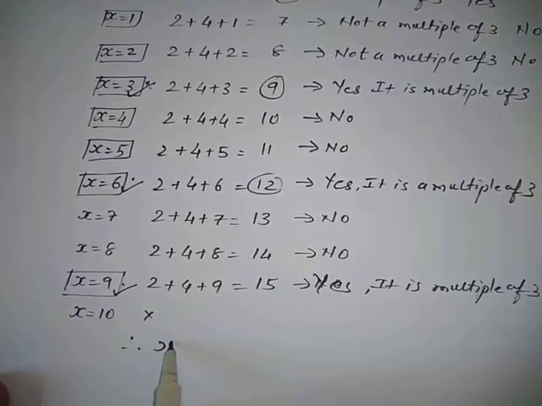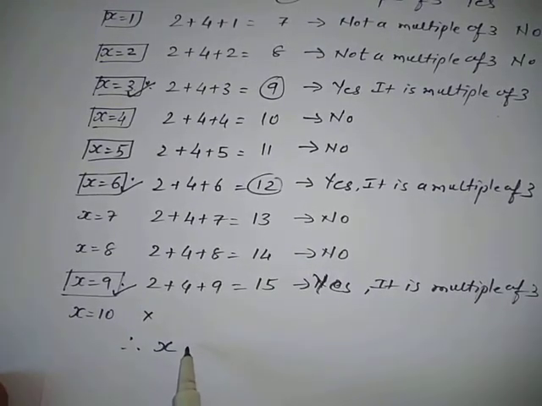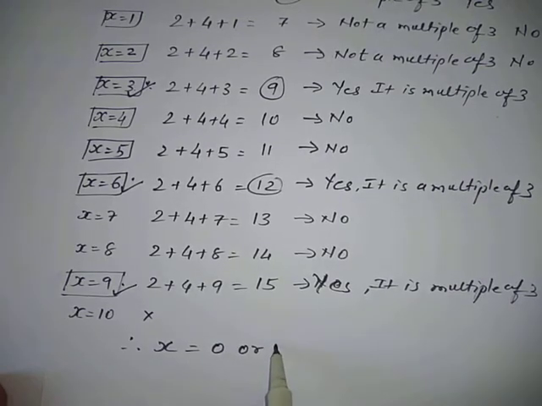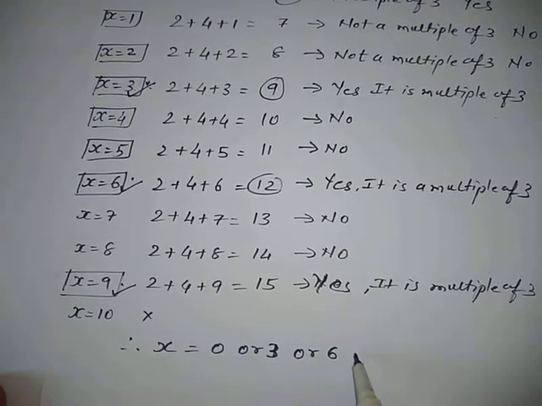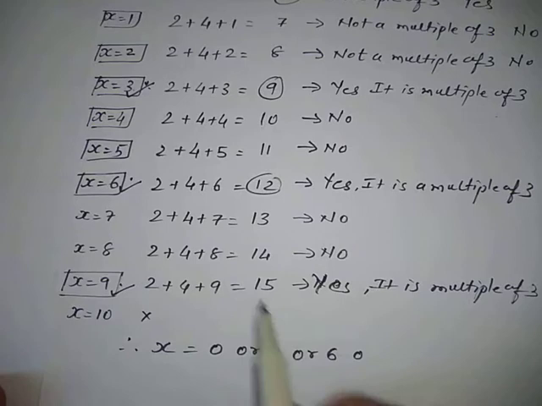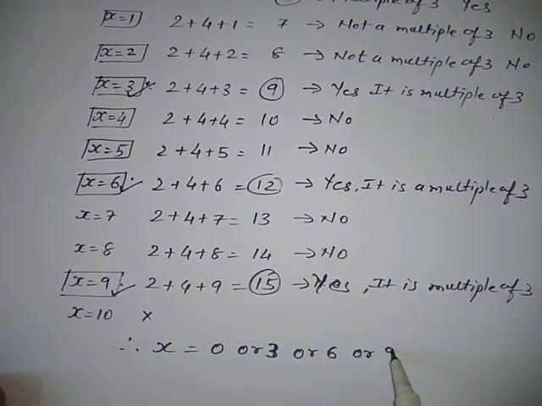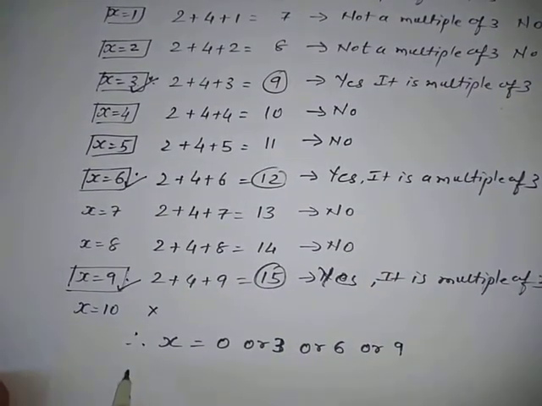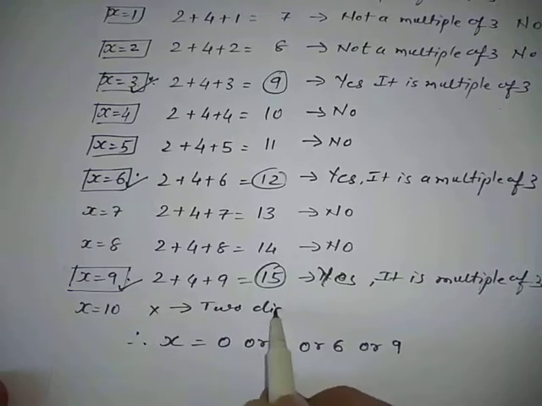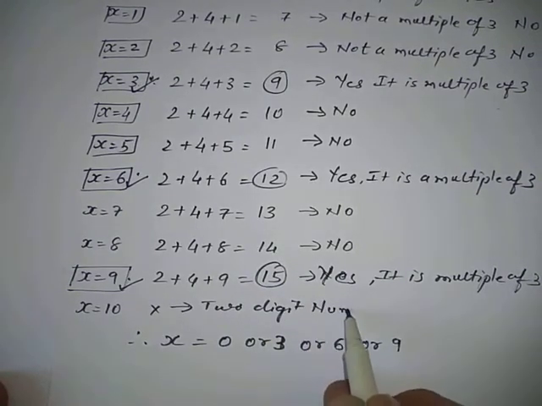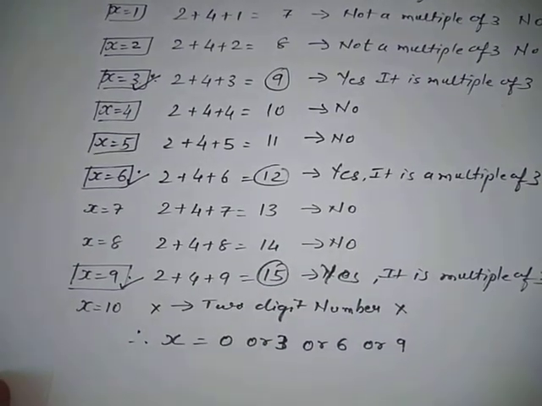Therefore we can write x is equal to 0 or 3 or 6 or 9. Is it correct here? Because x cannot be 10 because it is a 2-digit number, so we cannot take it, we don't require it.